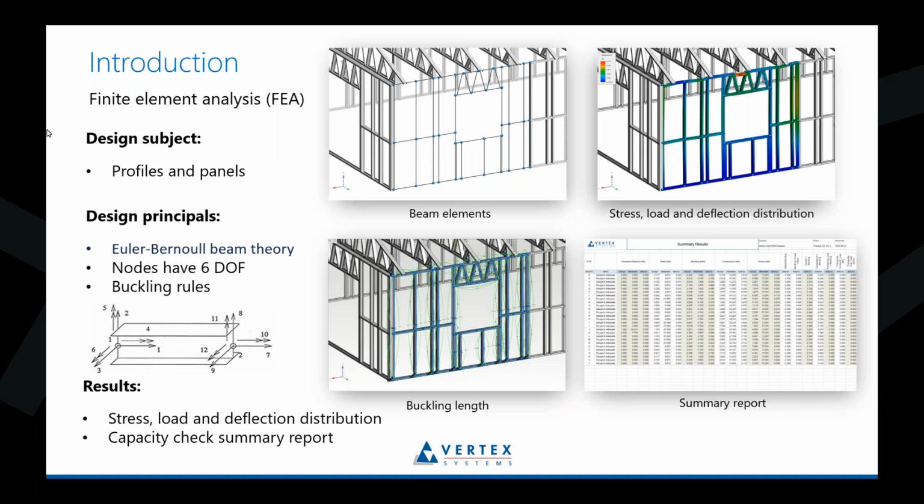After the solve of the FEA model is finished, we can perform a capacity check. We will apply the buckling rules of light gauge steel profiles and then perform the capacity check based on the profile capacity. In terms of results, we can perform a standard FEA solve, which will give us stress, load, and deflection distribution. And also, in the end, we can give the capacity check result for every member within the FEA study.